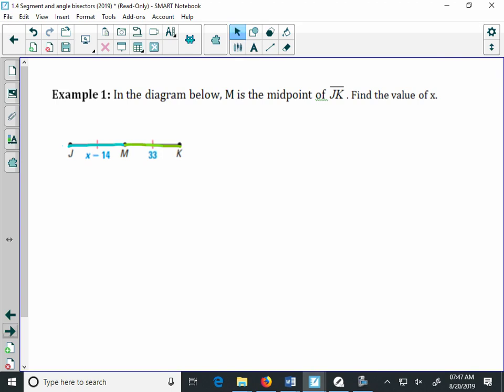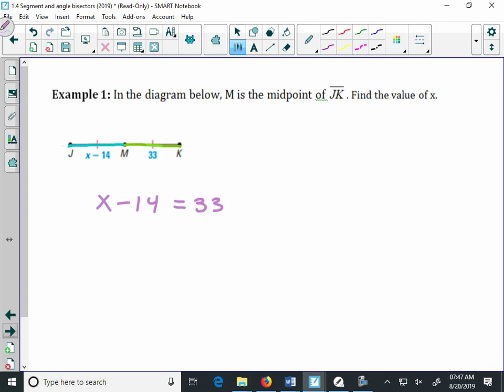Yeah, very good. X minus 14 equals 33. Just set them equal to each other. I know that's a midpoint, I know it's in the middle, and I know those two segments are equal, so I'm going to set them equal. And then you just solve for X. So when we solve to get X by itself, what do we have to do with that 14? Add it to the other side. So X is equal to, what's 33 plus 14?